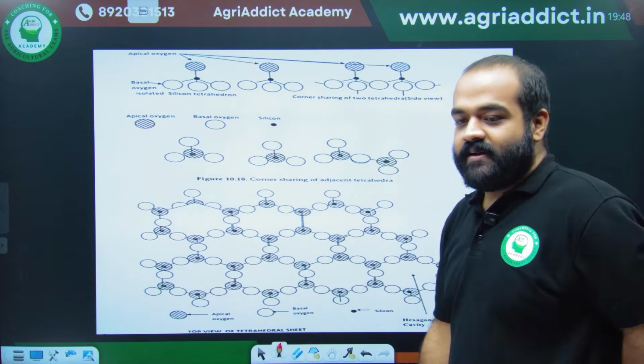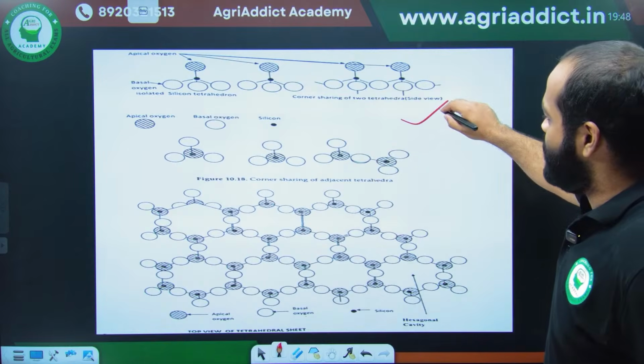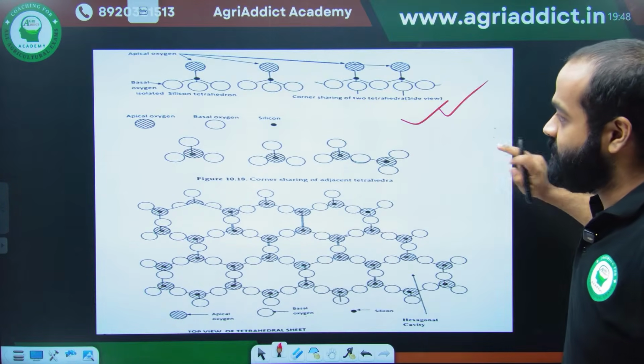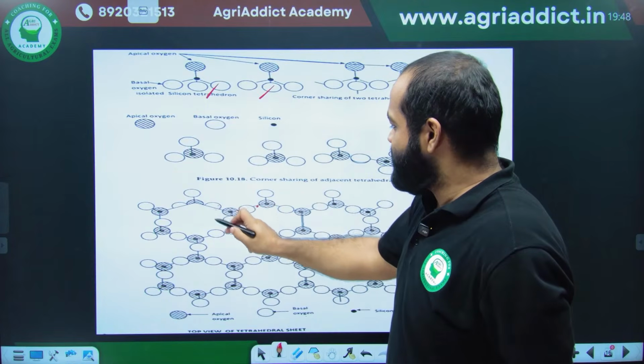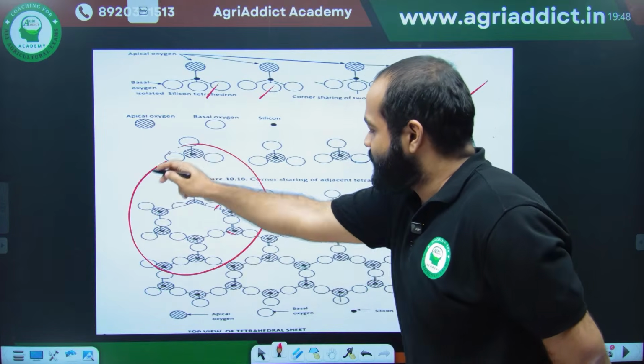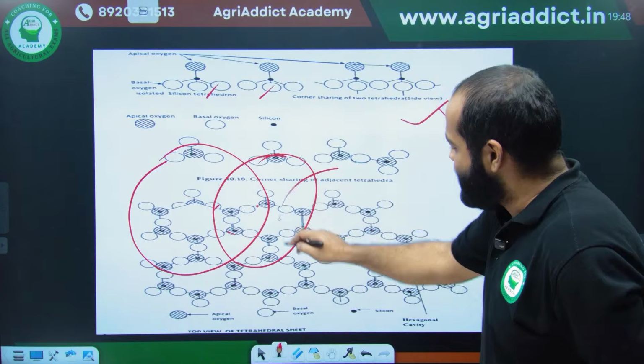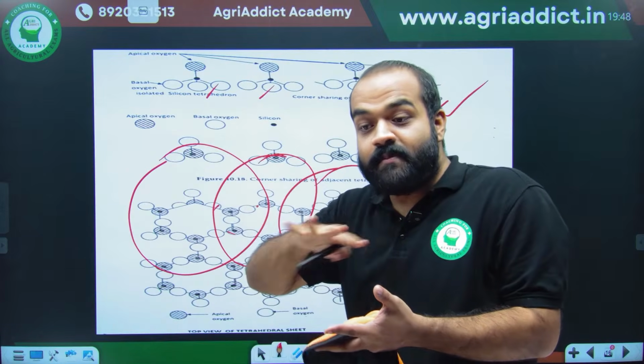So whatever I have said so far, everything is compiled in this. This is also from new ISSS. If you see all these single units, one is shared with another, and it forms a hexagonal ring like structure, making it like this in 2 dimensions, it is called a sheet.